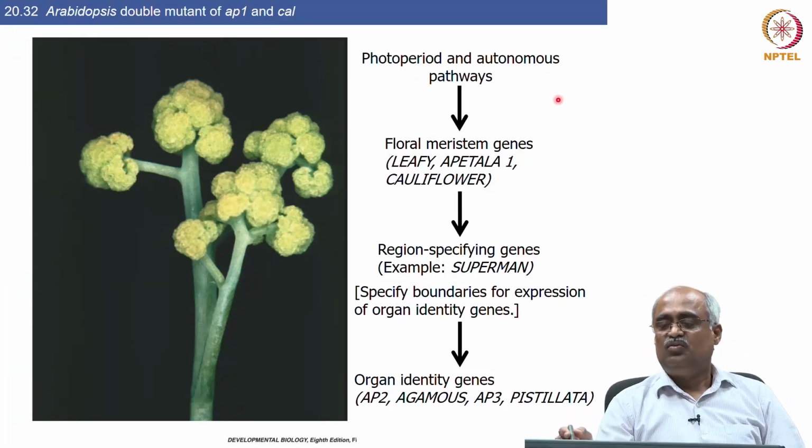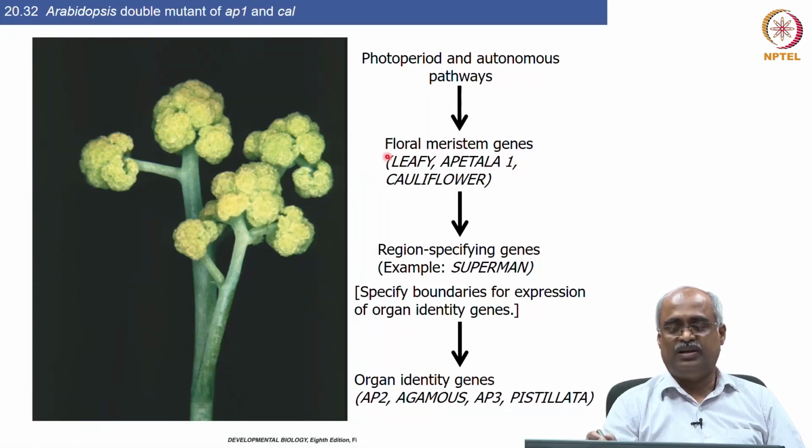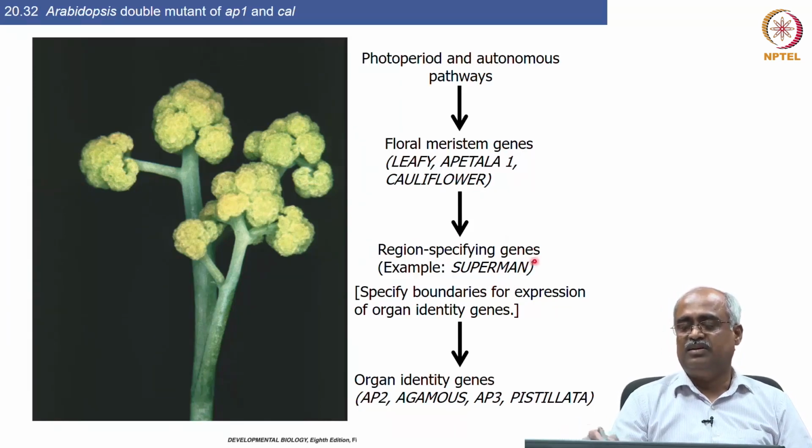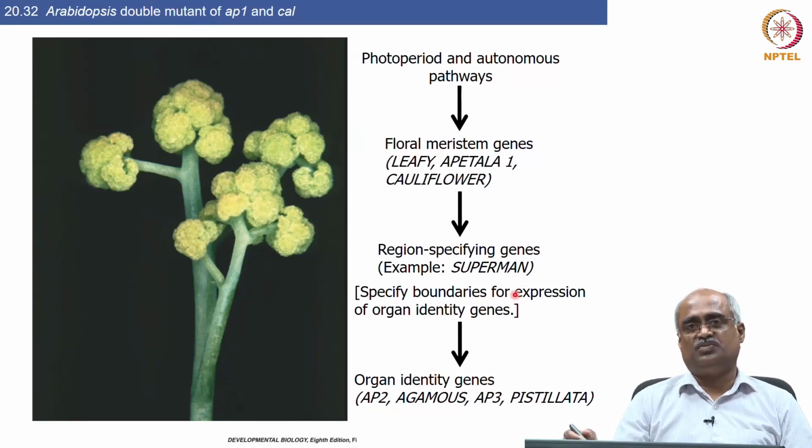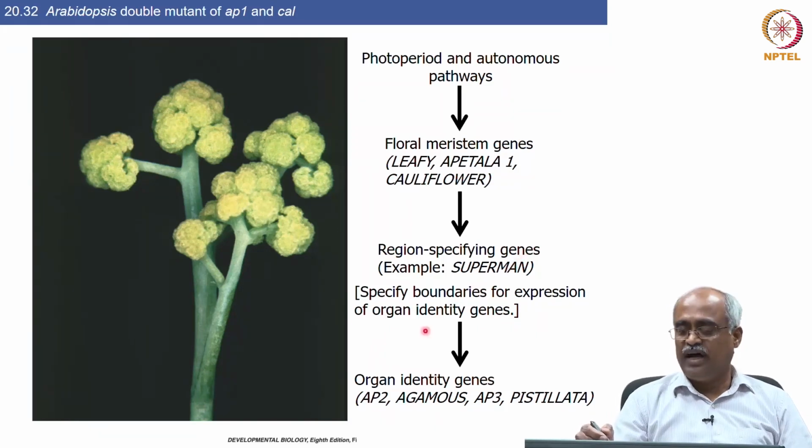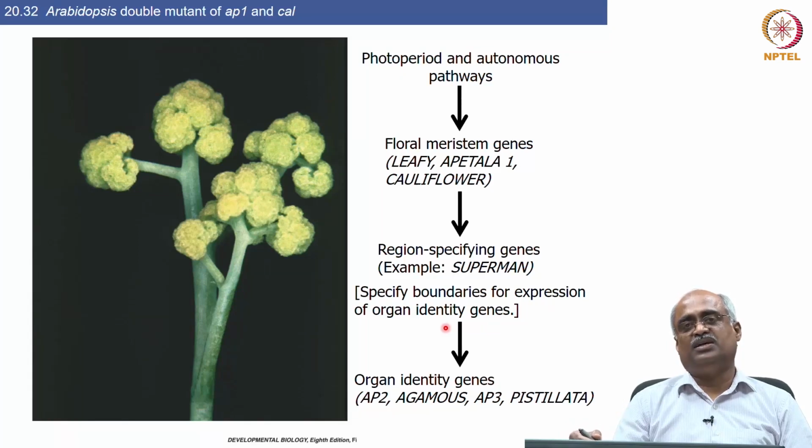So, the summary here is photoperiod and autonomous pathways activating floral meristem genes. This regulation is well understood for the LEAFY gene. The LEAFY promoter has two distinct regions, one responds to the photoperiod and another responds to gibberellin. Once these floral meristem genes are activated, they go on to activate a set of genes called region-specifying genes. A good example is SUPERMAN. These region-specifying genes define the boundary of expression of organ identity genes. We will talk about organ identity genes in the next class. What spatial range the organ identity genes will be expressed in is defined by these region-specifying genes. And now these organ identity genes activate the downstream genes required to produce a given floral organ.